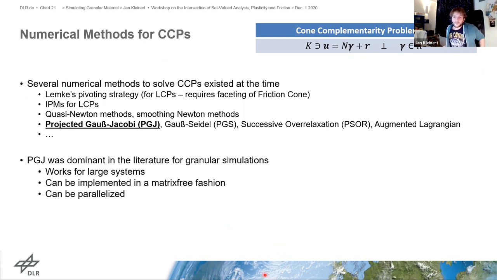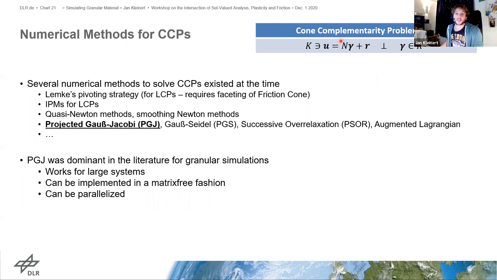And I think very rightfully so, because the projected Gauss-Jacobi method works very well for large systems. It can be implemented in a matrix-free fashion, which is really important because the dimension of this matrix is 3N times 3N, and N is the number of contacts. And the number of contacts changes from each time step to the next, because you might have separation of material and the contact graph just changes with every time step.